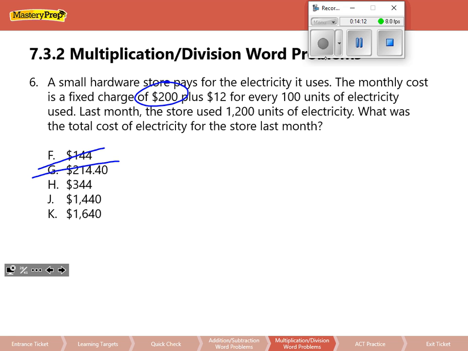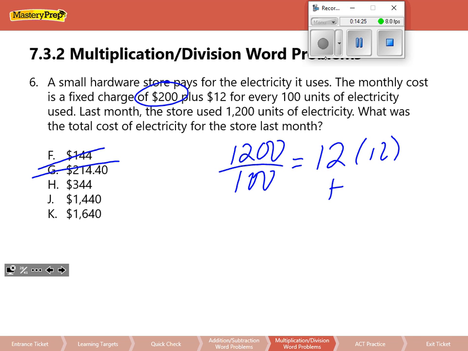That works too. We can do 1,200 divided by 100. Because 12 times 12 would be 144, plus 200 is. Any one of those three ways will get you there. Because the correct answer is 344.